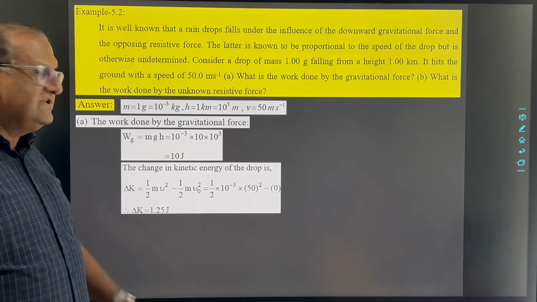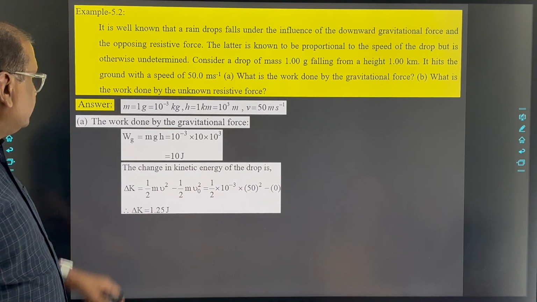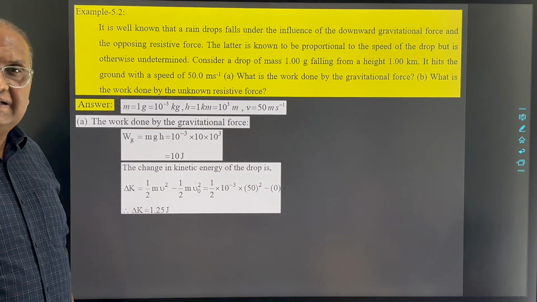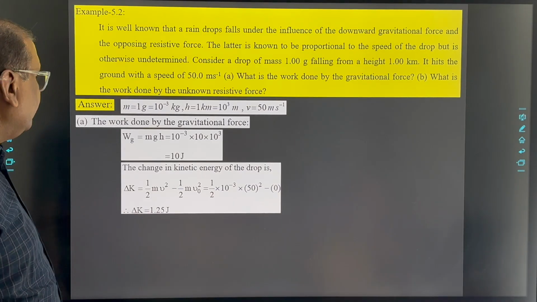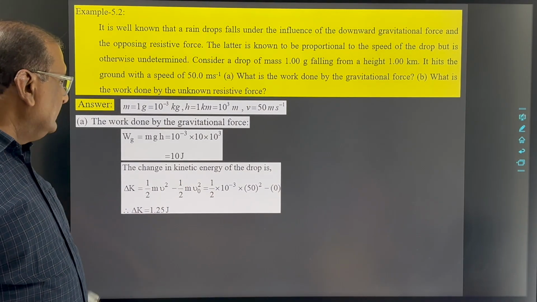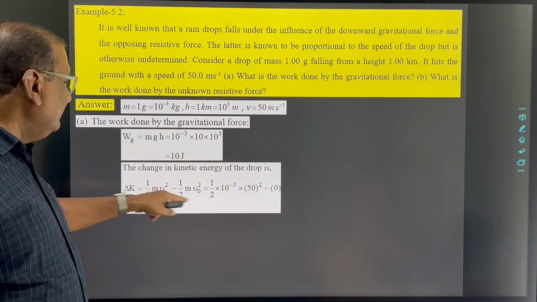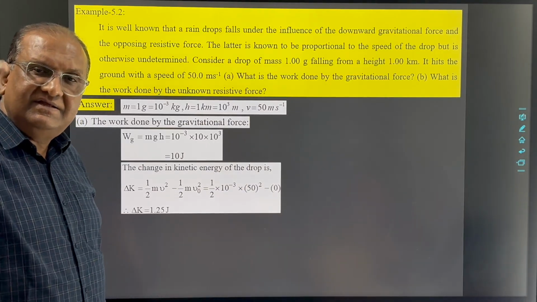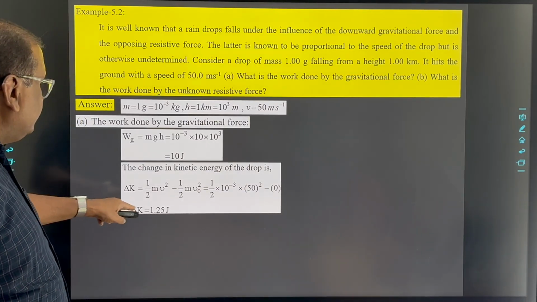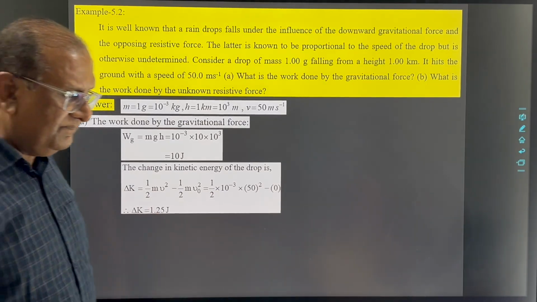First, we calculate the change in kinetic energy of the drop. Change in kinetic energy is half mv squared minus half mv0 squared. But v0 is 0. So, half m, that is 10 raised to minus 3, and v squared, that is 50 squared, minus initial kinetic energy, that is 0. So, change in kinetic energy turns out to be 1.25 joule.